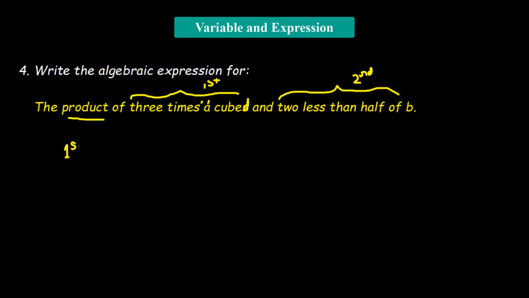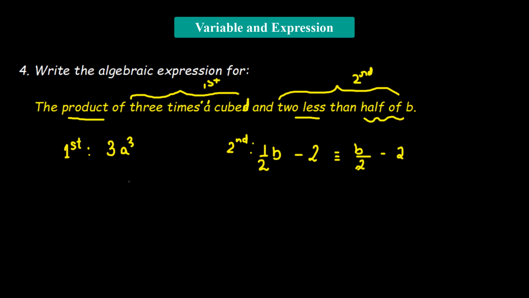Let's translate the given statement into an expression. The first part is 3 times a cubed, so that's simply 3a cubed. And the second part says we have 2 less than. Remember, for the first example, we have 2 less than something. That means we need to subtract 2 from something, and that something is half of b. Half of b means half times b, so of b means product. So we have half of b minus 2, or simply b over 2 minus 2.